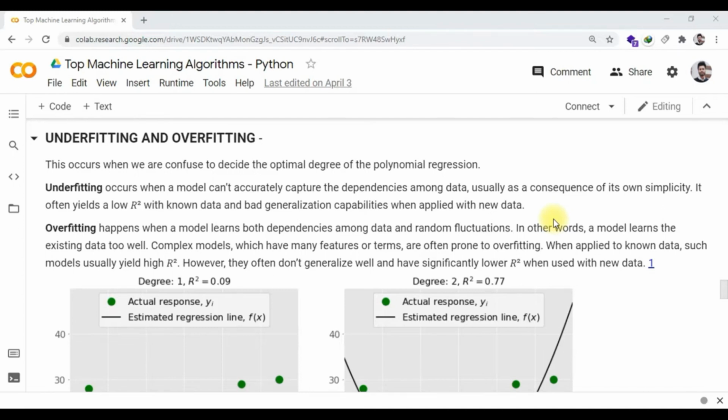The overfit condition occurs when the model learns both the dependencies among the data and also the random fluctuations. It means your model will work very well on the known data. It will predict 100% accurately on the known data. But when you give it new data, your model fails. It does not get the correct result when the data is new, and your R-square value is very low. So these are the conditions where you need to give the optimal degree to a polynomial equation.